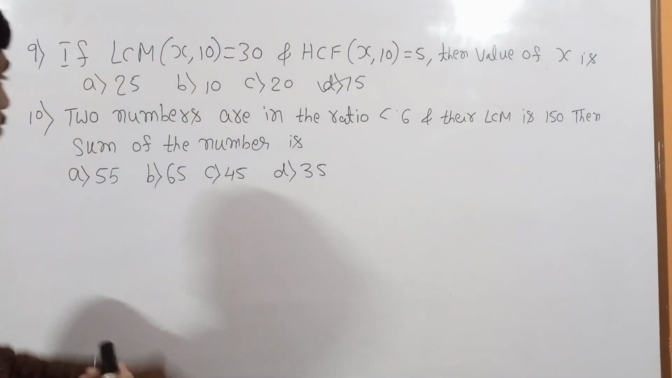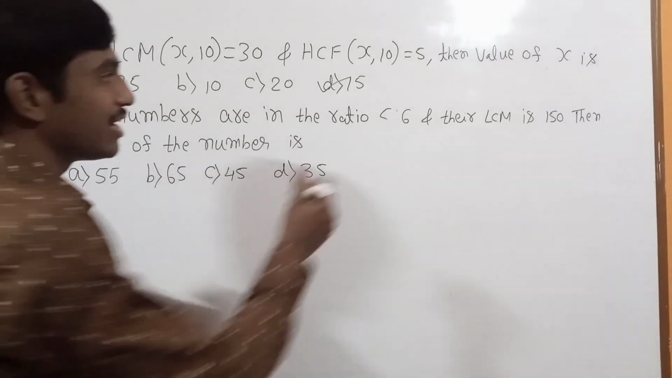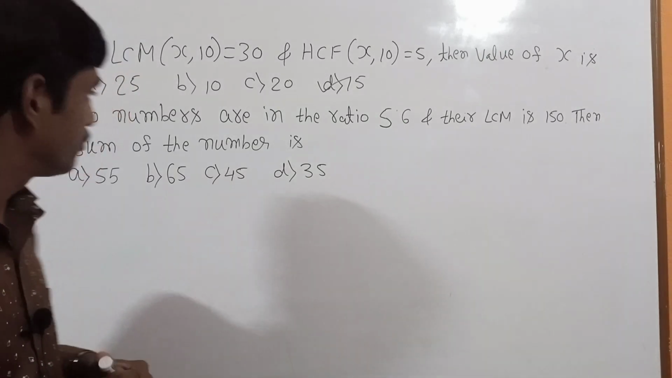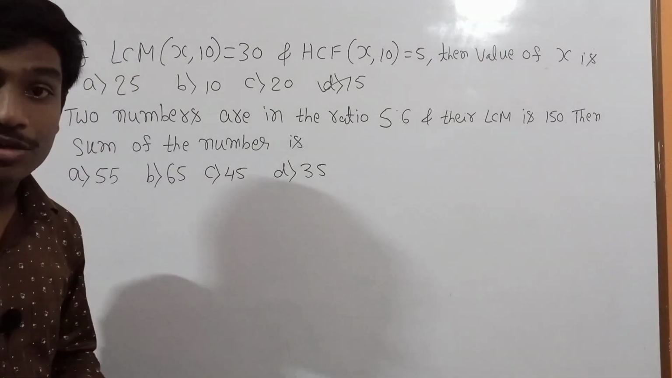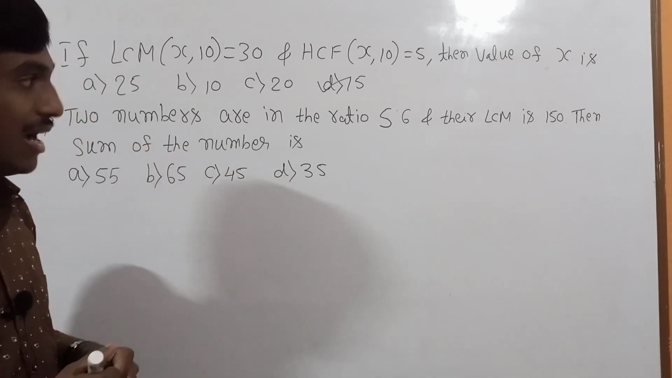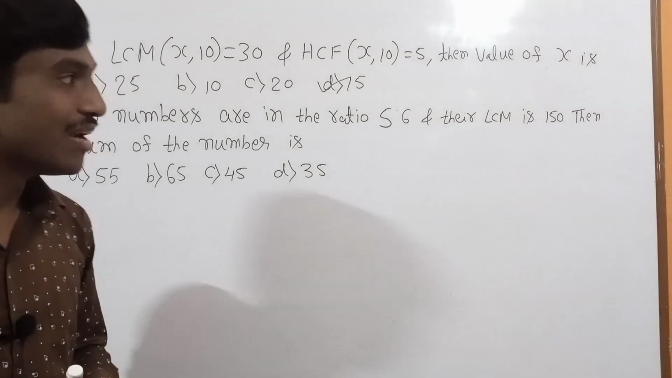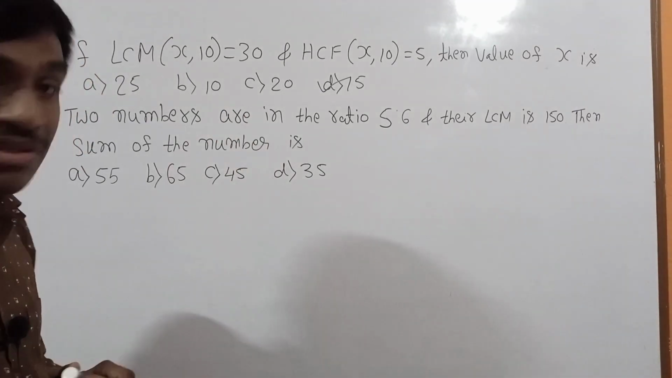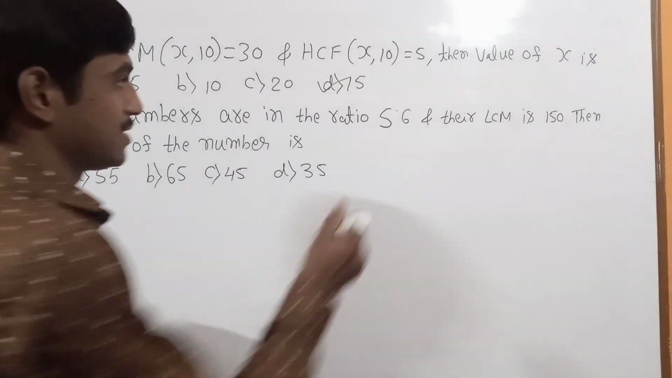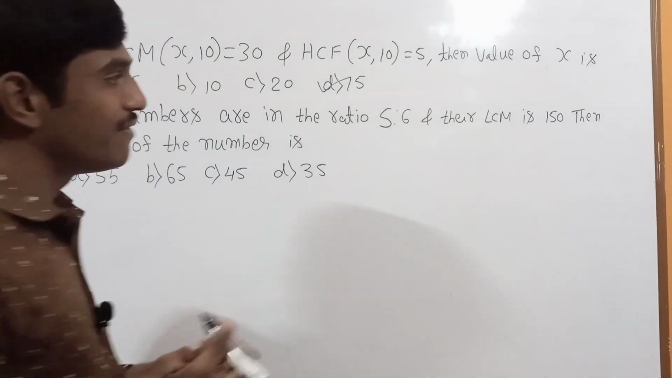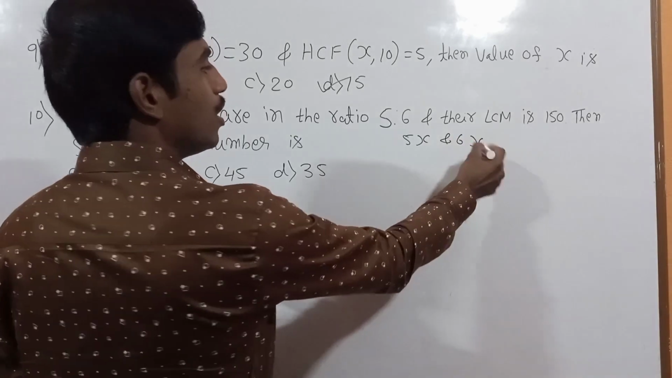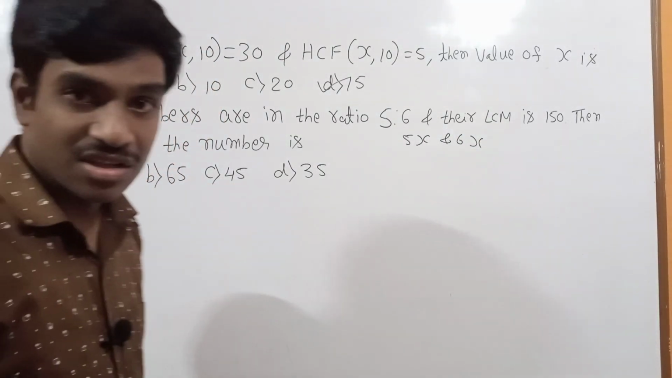Now the next question: two numbers are in the ratio 5:6, and their LCM is 150. We need to find the sum of the numbers. So first we need to find the numbers and then add them. Their LCM is given, but the numbers are in the ratio 5:6. That means we will take the numbers as 5x and 6x, because they have given the ratio.